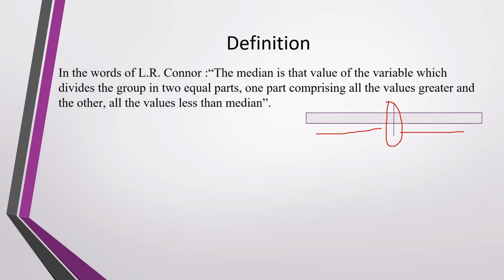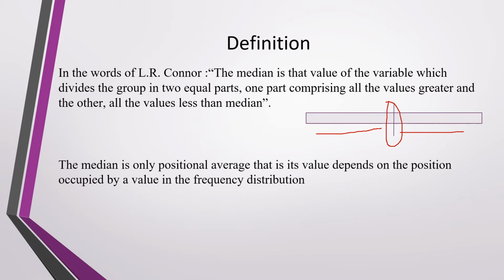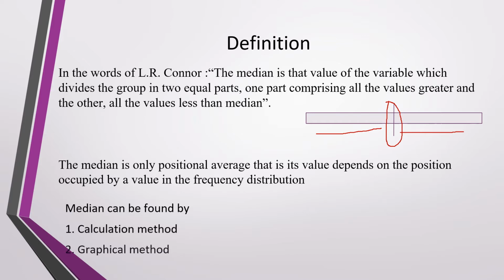Now, here, if you see, the median is based on position. It is a positional average which depends upon the position occupied by the value in the frequency. It can be found out by the calculation method and the graphical method. In this session, we will be seeing how to calculate the median making use of the calculation method. The calculation method for ungrouped data.